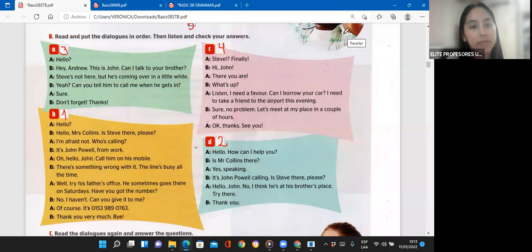1B. Hello? Hello, Mrs. Collins. Is Steve there, please? I'm afraid not. Who's calling? It's John Powell from work. Oh, hello, John. Call him on his mobile. There's something wrong with it. The line's busy all the time. Well, try his father's office. He sometimes goes there on Saturdays. Have you got the number? No, I haven't. Can you give it to me? Of course. It's 0153-989-0763. Thank you very much. Bye.